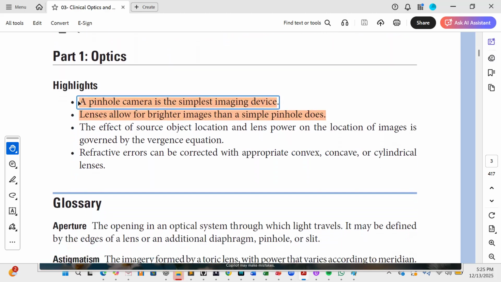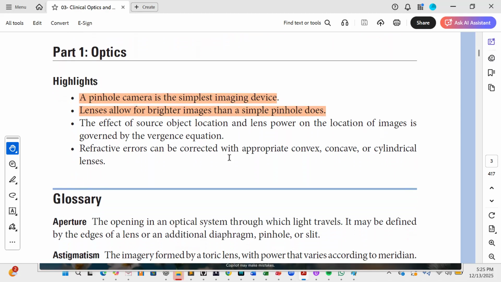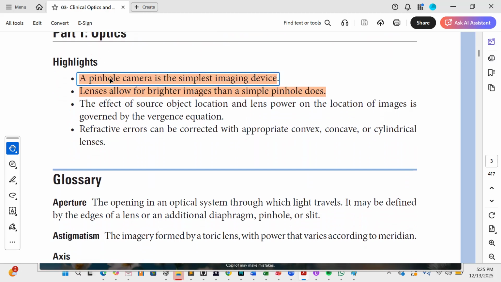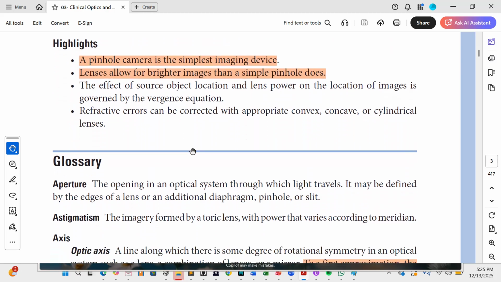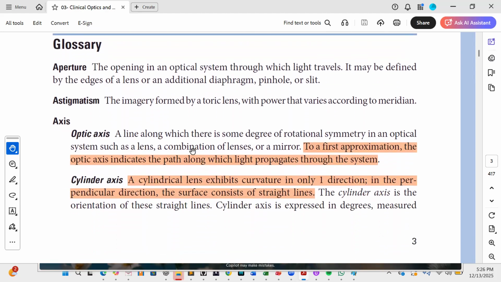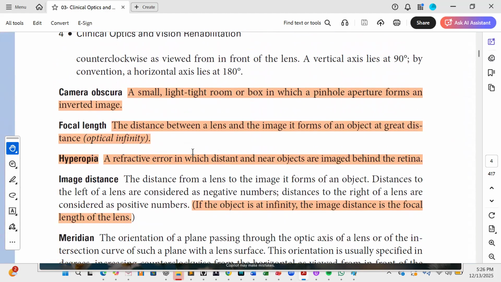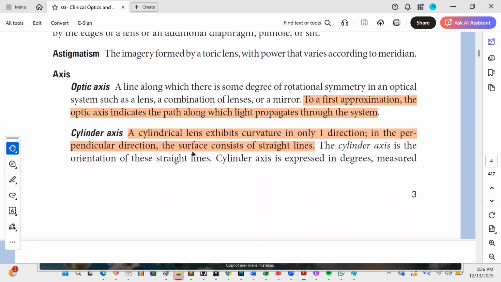You can take note of this statement: the pinhole camera is the simplest imaging device. We'll talk about the size of the pinhole later on. This is a very important aspect that can come out, and has come out, so you have to take note of the pinhole. It's the simplest imaging device and allows for brighter images than a simple pinhole does. Both allow for better images, but the pinhole camera gives better images than the simple pinhole.